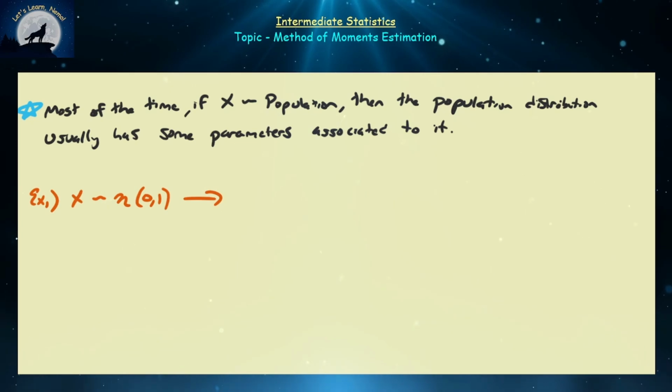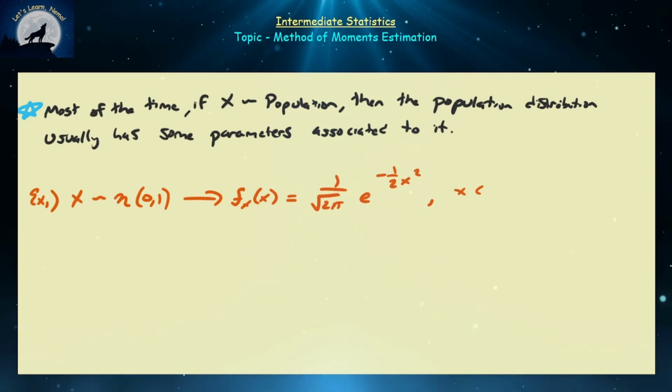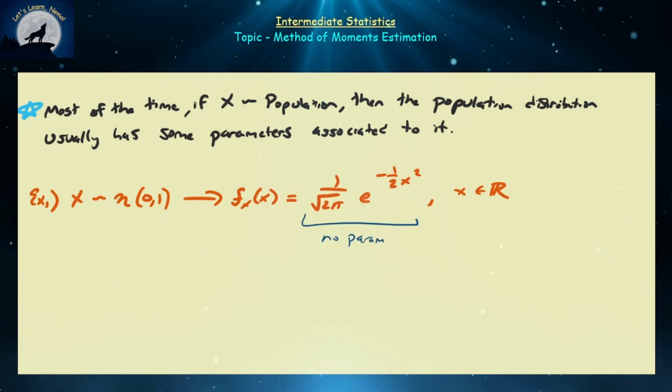Once you know those particular parameters, then you can specify the distribution to be 1 over the square root of 2 pi times e to the minus 1/2 x squared. And here, keep in mind the support of this density is the set of real numbers. So one could say that this distribution has no parameters in it, or you could say that this indeed does have parameters, mu and sigma, that take some particular values.